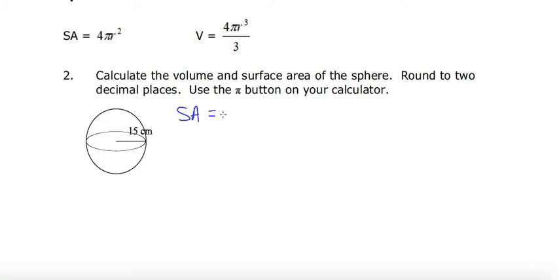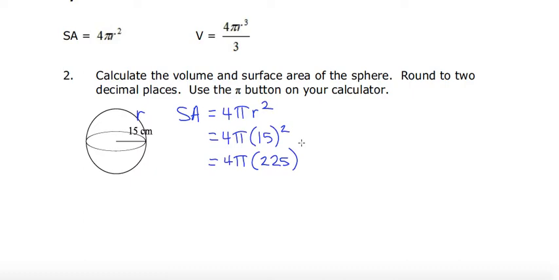The surface area is 4 pi r squared. The radius on our diagram is 15, so we're going to substitute in 15 for our radius, so 15 squared. We're going to now calculate what 15 squared is. That's 225. So 4 pi times 225. Now we're going to multiply our 225 by our 4, which gives us 900. So 900 times pi.